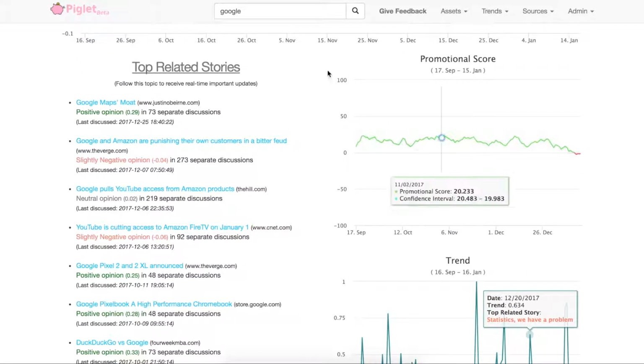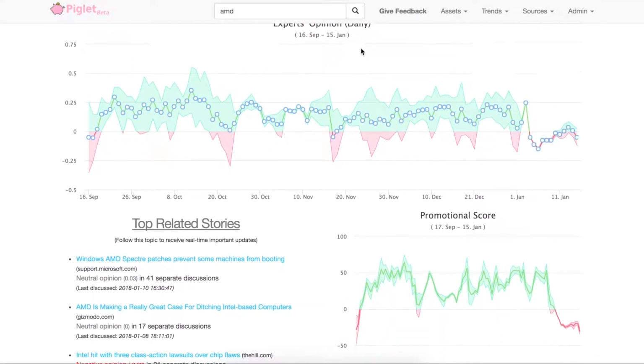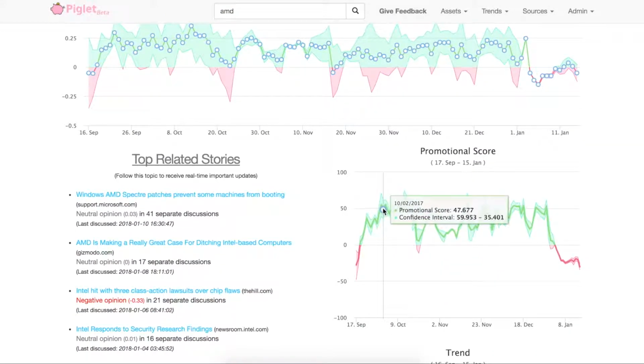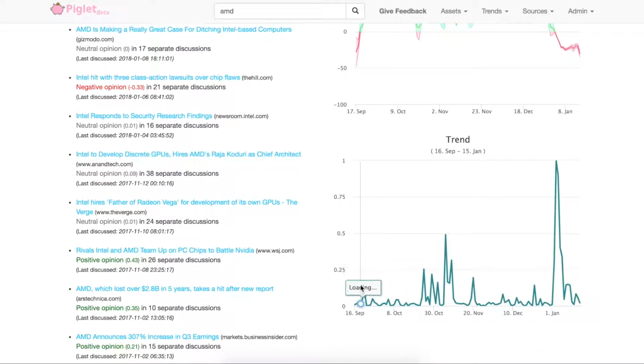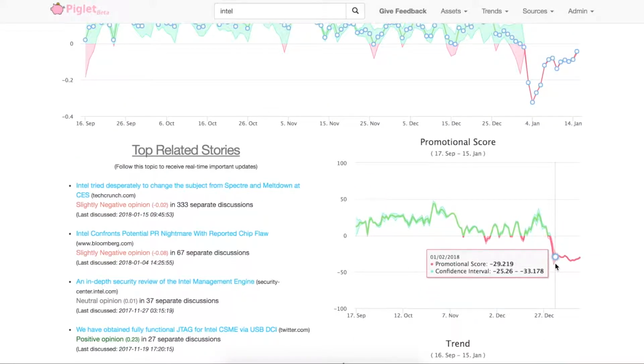Now, if we look at, say, AMD here, which is a chip manufacturer, you'll see that their confidence interval actually increases because there's not a lot of conversation going on about AMD, at least not that our system is identifying. Now you can use this to determine whether or not a particular political candidate, so for example Hillary or Trump, might win a presidency. So that's how you use promotional score and trend.